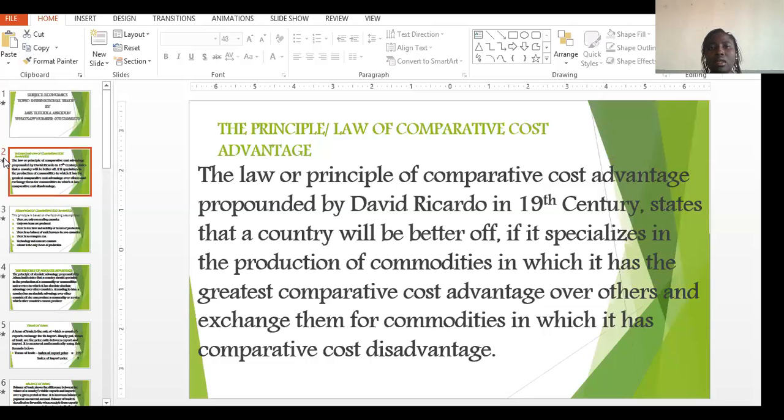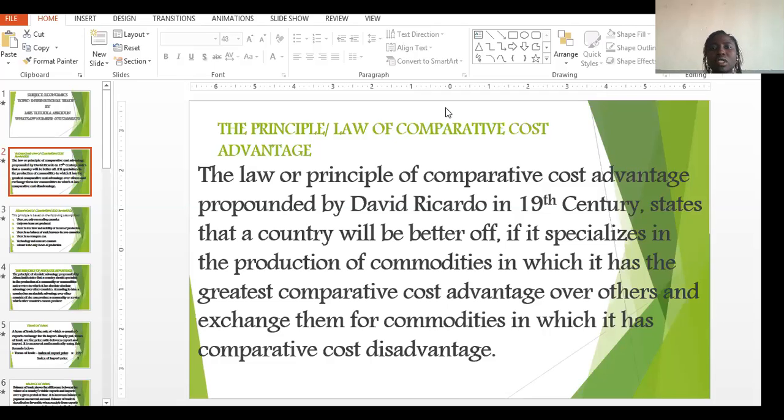The law or principle of comparative cost advantage, propounded by David Ricardo in the 19th century, states that a country will be better off if it specializes in the production of commodities in which it has the greatest comparative cost advantage over others and exchange them for commodities in which it has comparative cost disadvantage.